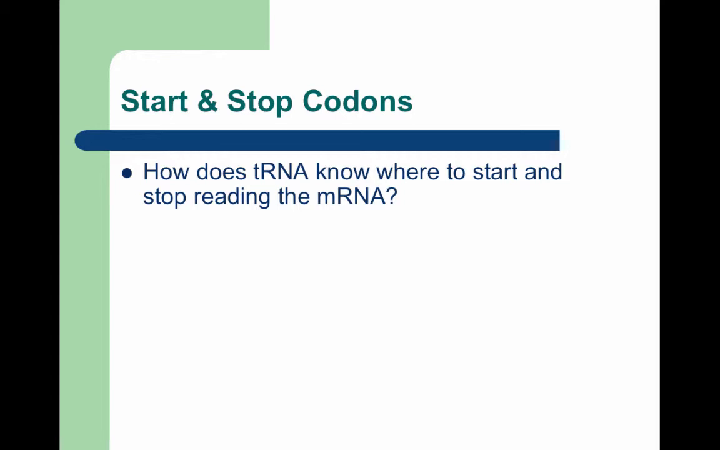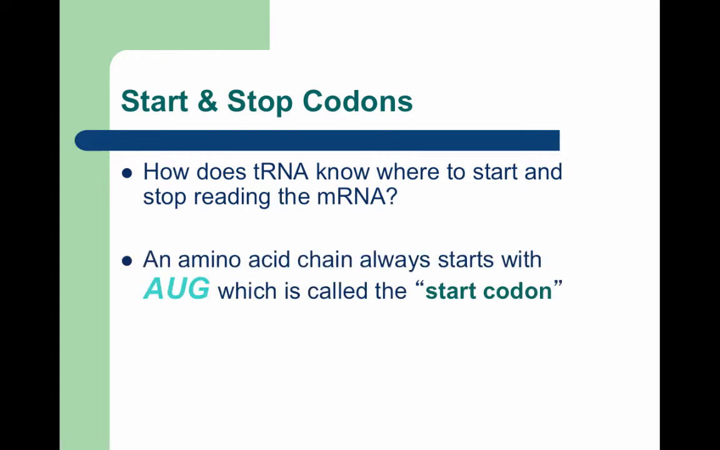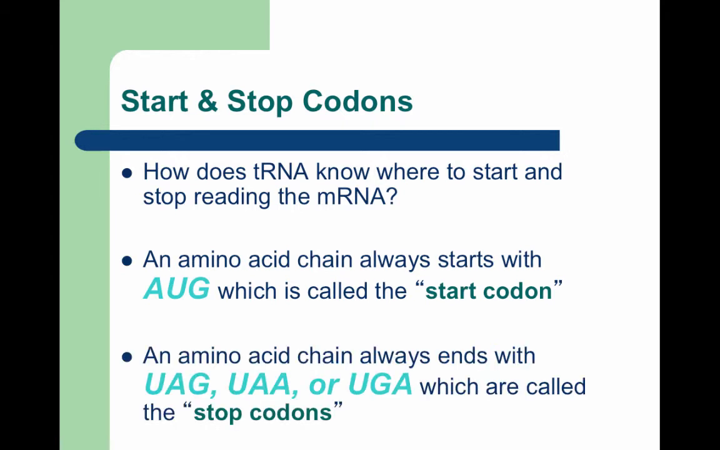How does tRNA know where to start and where to stop reading on mRNA? There's always an amino acid chain that starts with AUG. This is always going to be the first time that it reads. It's looking down the line of this RNA sequence until it finds AUG. AUG is what we call the start codon. From there, it then adds bases until it reaches a stop codon, UAG, UAA, or UGA.